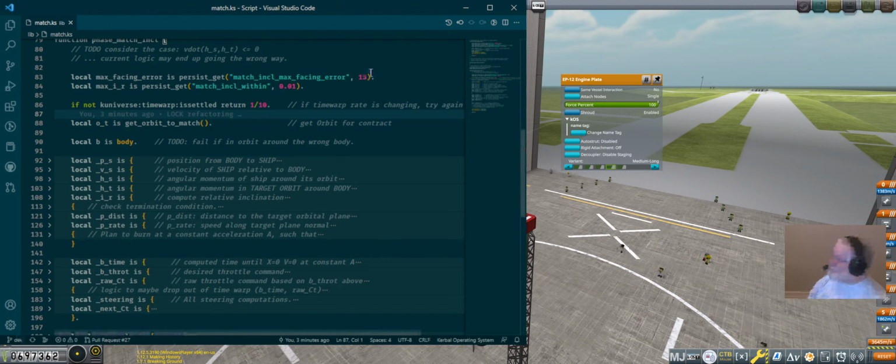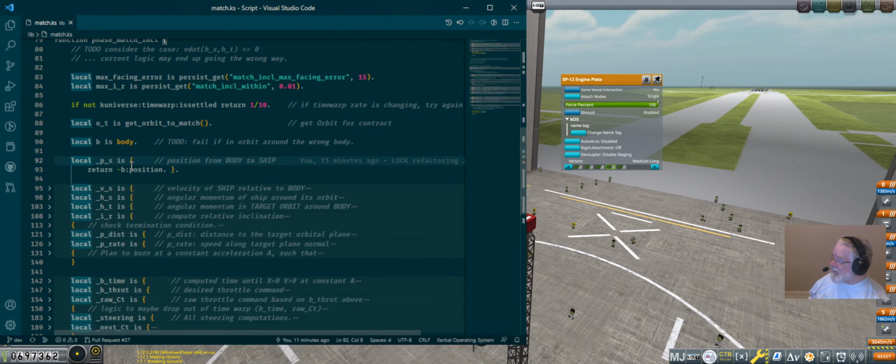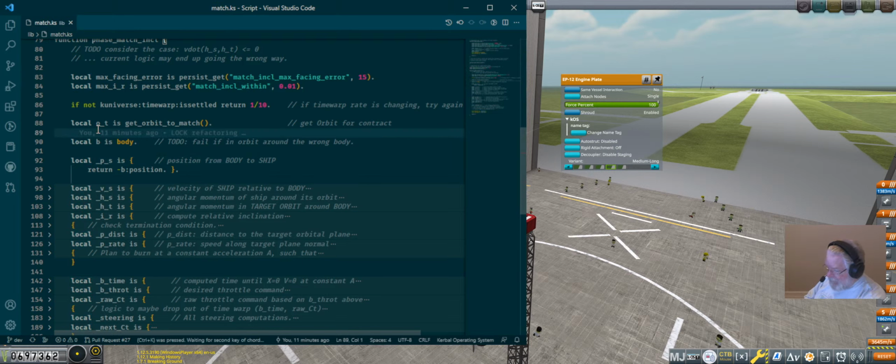So what does the code look like? Well, it all comes down to the angular momentum vectors. So here is the new way I'm computing things. I'm saying local p underscore s is, and this is just an expression, so we can compute our ship position on demand. These aren't computing the ship position, they're saying to compute the ship position, do this. And let's open out all of these. I will close them as we discuss them.